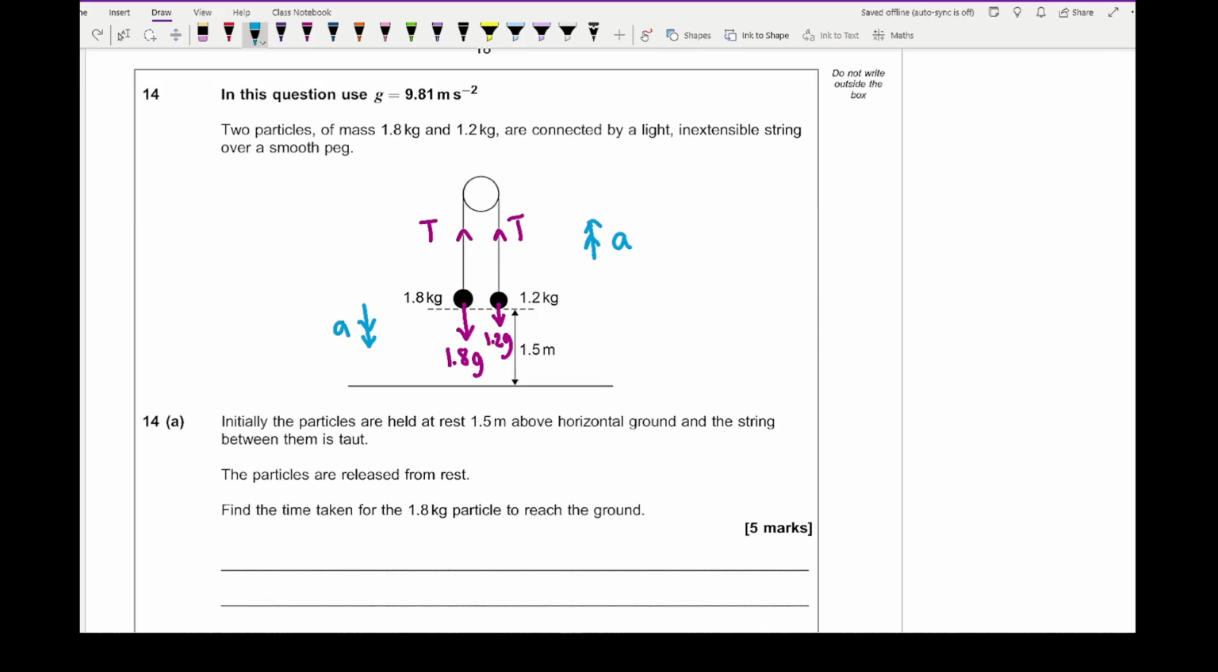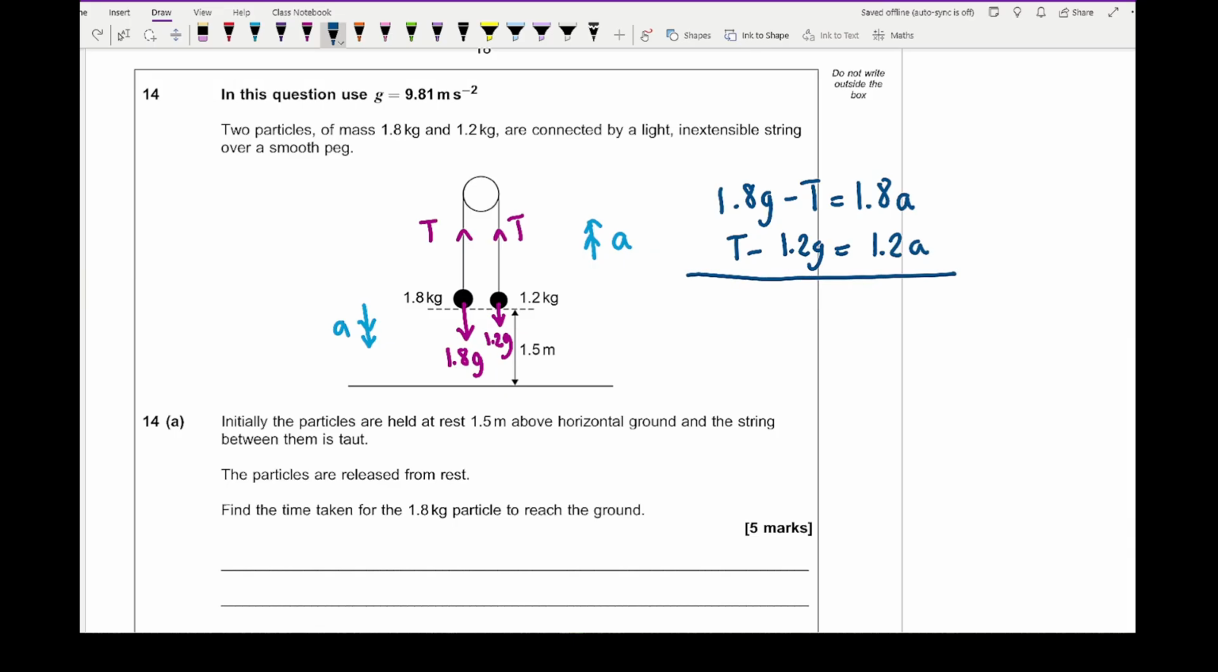So we need to set up a system of simultaneous equations for each of these two particles. So if the first particle is going to move downwards, the 1.8 kilogram particle is going to move downwards, so its force is in the direction, so 1.8 g minus any forces in the opposite direction, so tension is equal to mass times by acceleration. Then we have the second simultaneous equation, so the force tension moving upwards minus the force downwards, 1.2 g, is equal to mass times acceleration. So we've got a set of simultaneous equations there.